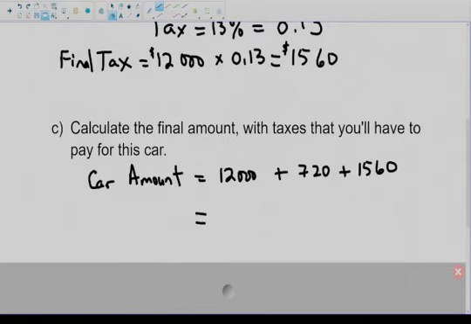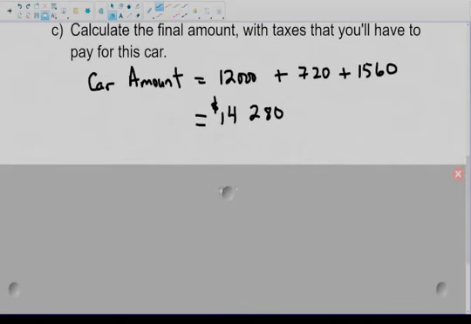So let's add all this up. I'm going to do this off screen. Okay, so 12,000 plus 720 plus 1,560 is equal to 14,280. So that $12,000 car, just talking about interest and taxes, is going to cost $14,280.